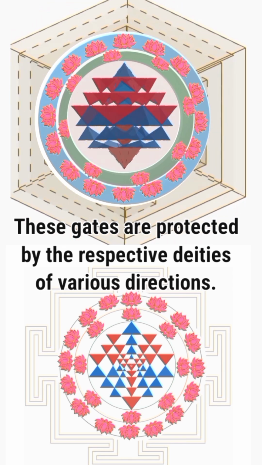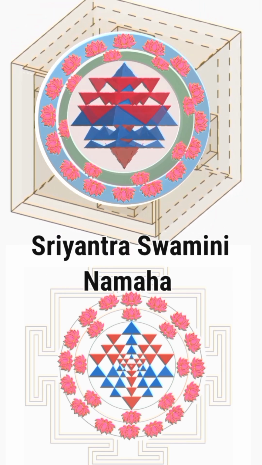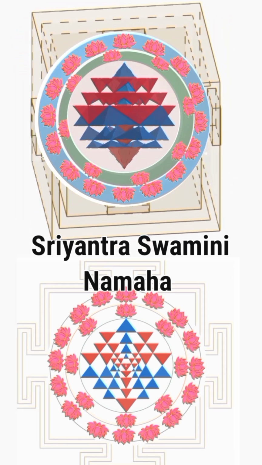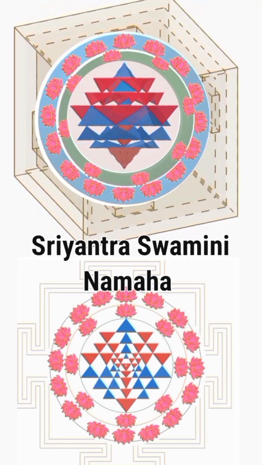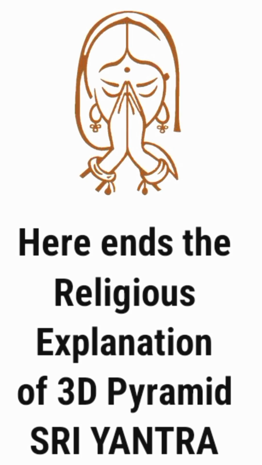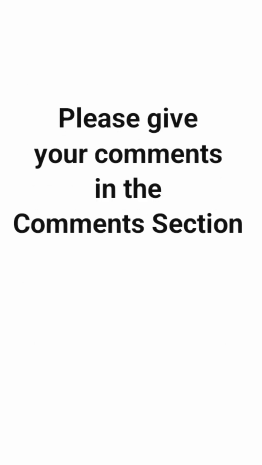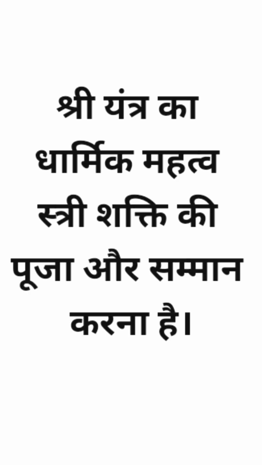The Bhupura and the gates are heavily guarded by Devatas and direction deities. These are the protectors of the Devis and Yoginis. Here ends my expression of the religious significance of the 3-dimensional Sri Yantra. I extend my apologies to the sadhakas if I have overstepped their faith and beliefs. However, I would like to have your comments on this. Please write in the comment section.